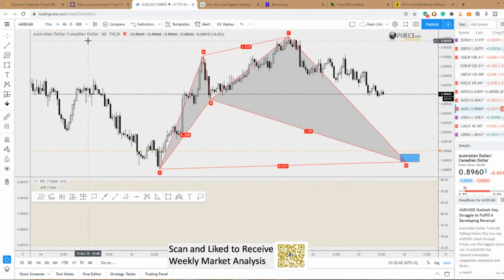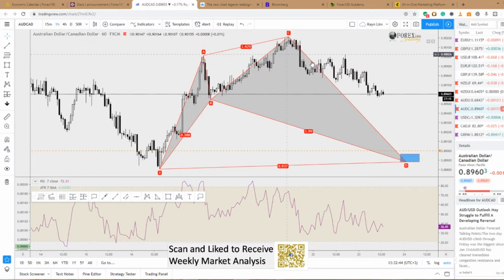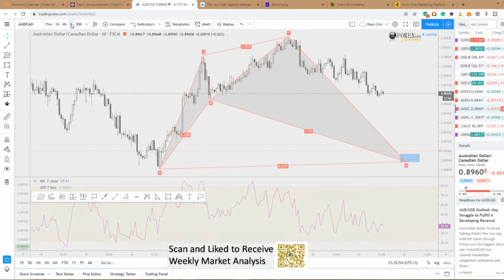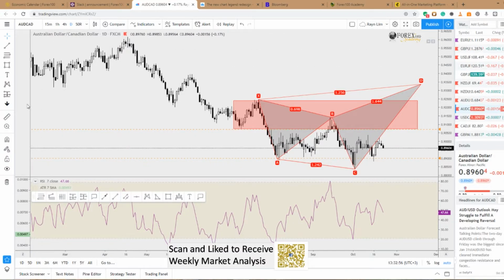Down to the 1 hour chart, there is a bullish Shark pattern completing at 0.8889 for a buying opportunity. Alright, that's it. To the next pair, dollar Canada.